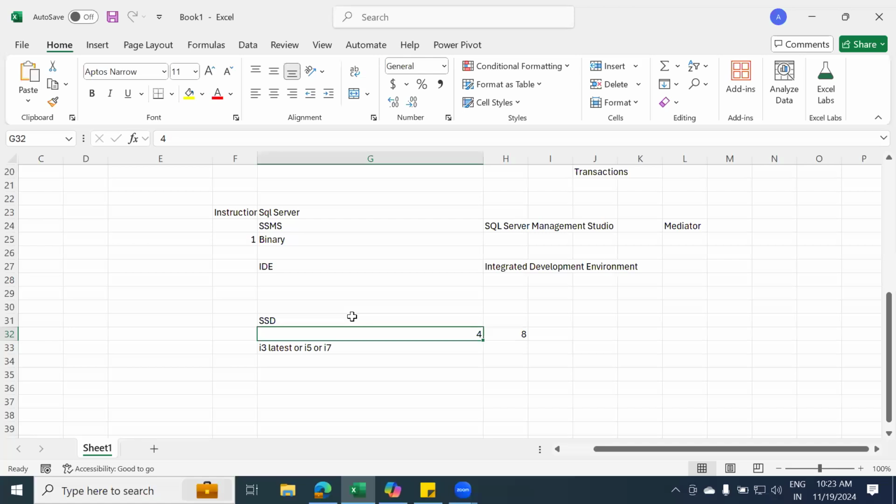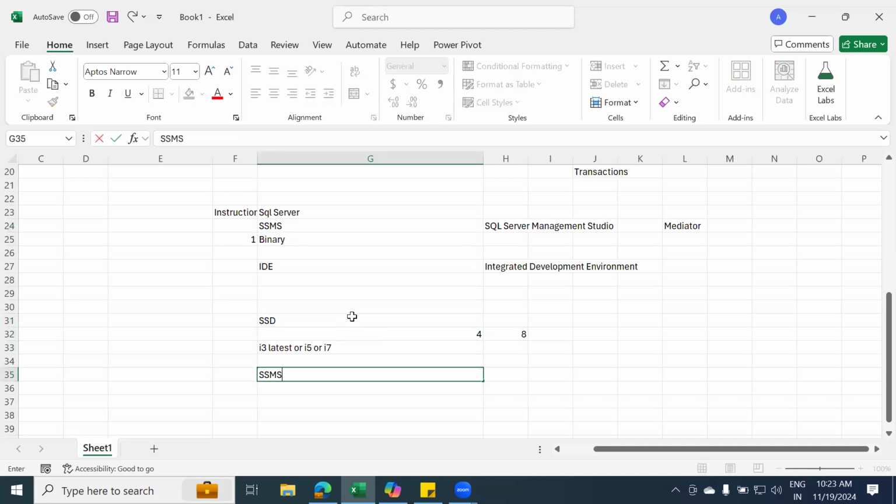If you have less configuration to this, don't install. My sincere advice. Once you complete your server, then you need to install SSMS. Using this SSMS, now what we do, we work with this.